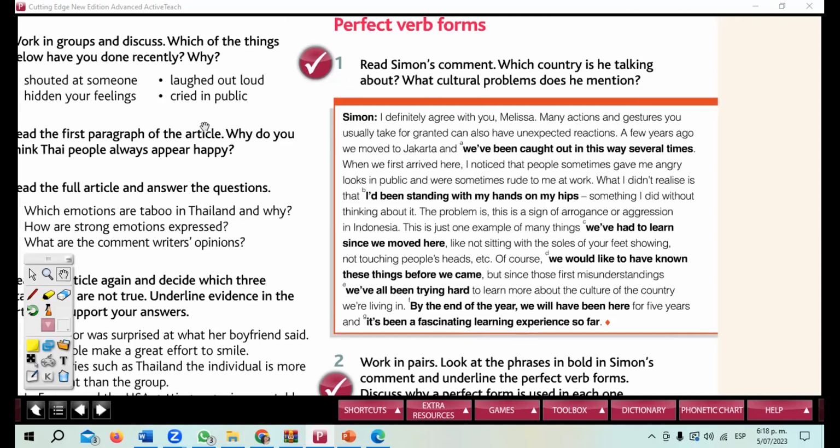What I didn't realize is that I'd been standing with my hands on my hips, something I did without thinking about it. Okay, thank you, Natalia. Stop there, please. And then we continue with Gerson, without thinking about it.